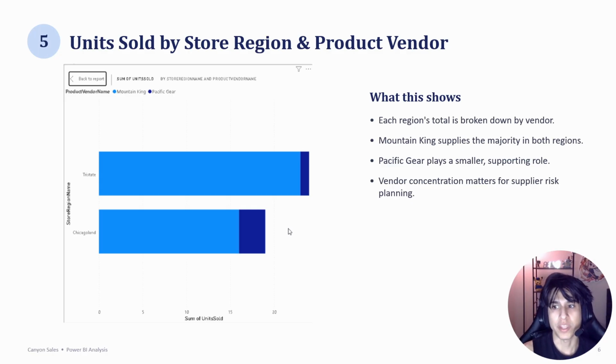This is important to keep in mind on the supplier side. When a large share of our volume depends on a single vendor across both regions, that's something we want to be aware of as we plan our vendor relationships and think about the possible risk when teaming up with that vendor.